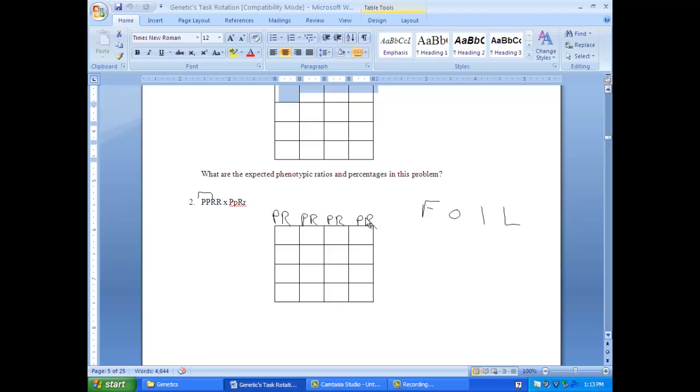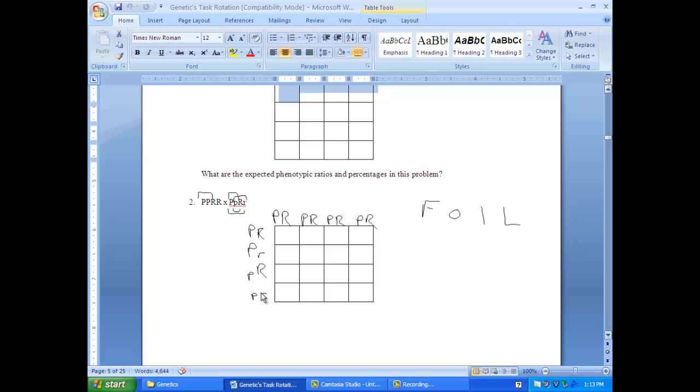Now, we must then look at the second parent and do the FOIL method. First P with the first R, which is going to be big P, big R. Outer P and outer R. This one is going to be big P, little r. I, inner P, inner R. So that's going to be lowercase p, dominant R, and then finally last P and last R is going to be small p, small r.